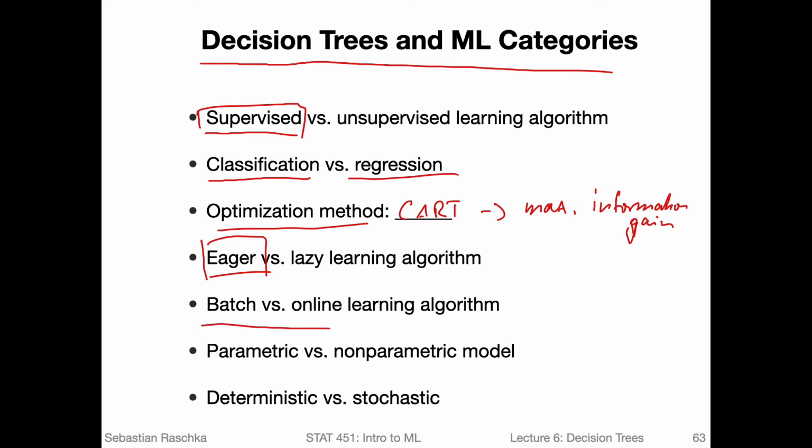Another way of looking at machine learning algorithms is whether it's a batch or an online learning algorithm. Batch learning means that it requires the whole training set for learning. And online learning means that it can learn one training example at a time. So there's a special case.